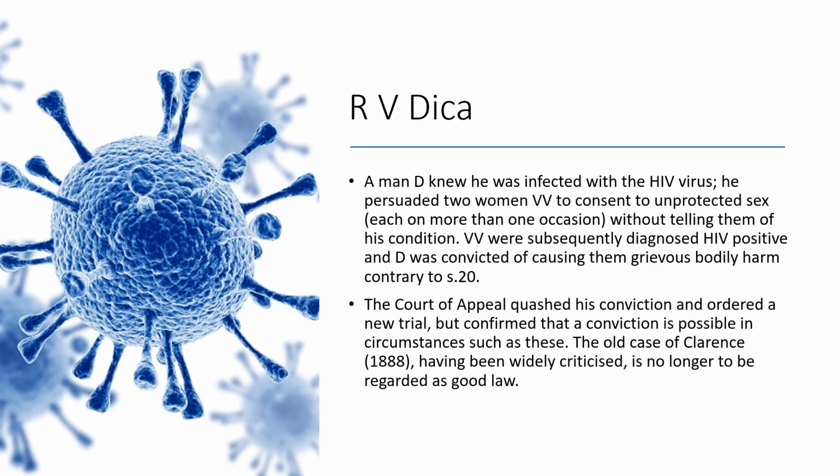In Dica, this is one of the first cases in which somebody infected somebody with HIV and was convicted. A man knew he was infected with the HIV virus. He persuaded two women to consent to unprotected sex, each on more than one occasion, without telling them of his condition. Now, they were both subsequently diagnosed HIV positive, and the defendant was convicted of causing them GBH, contrary to Section 20. Now, the Court of Appeal quashed his conviction and ordered a new trial, but confirmed that conviction is possible in circumstances such as these.